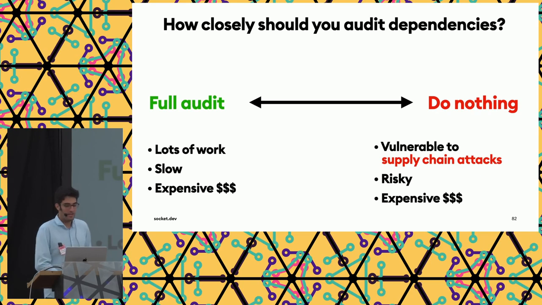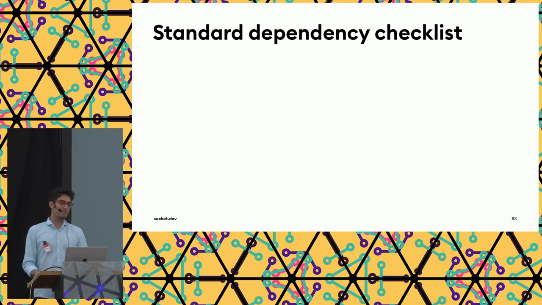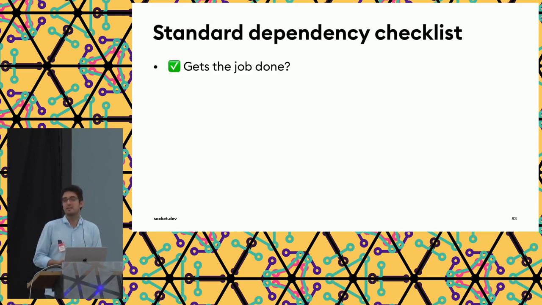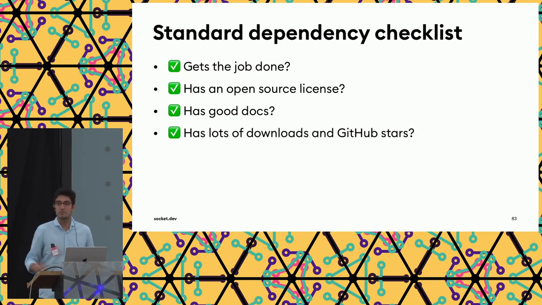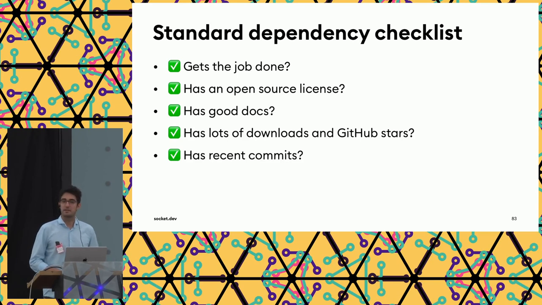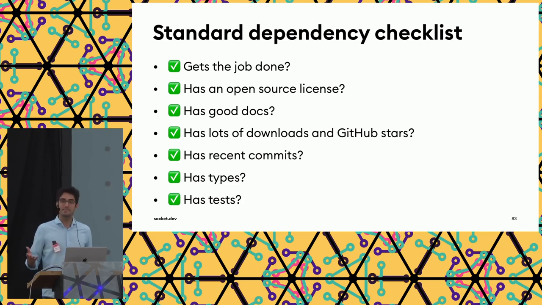I think we can actually do something in the middle, though, and we can do kind of a semi-audit using automation and actually catch the most risky and highest risk dependencies. And so that's what I'm going to explain here. Most of us have some process for choosing a dependency. We don't just use the first one that we find. Usually we do a little bit of research. We say, okay, does this dependency get the job done for me? Does it have an open source license? Does it have good documentation? Does it have a lot of downloads and a lot of stars or whatever? Does it have recent commits so it's maintained? Does it have types if I use TypeScript? Does it have tests? So you do a little bit of poking around.